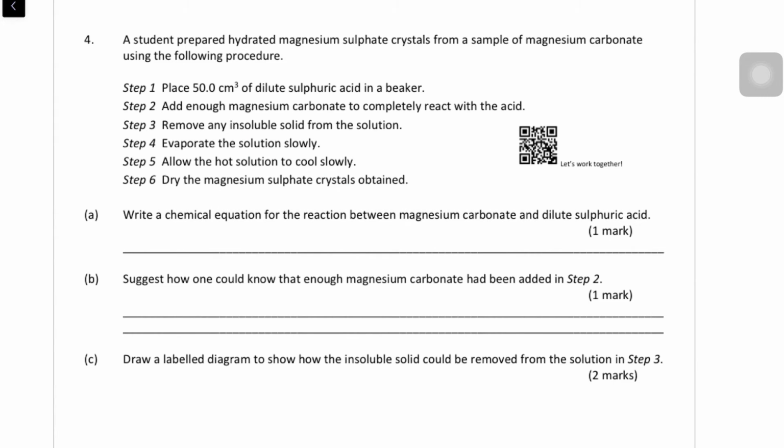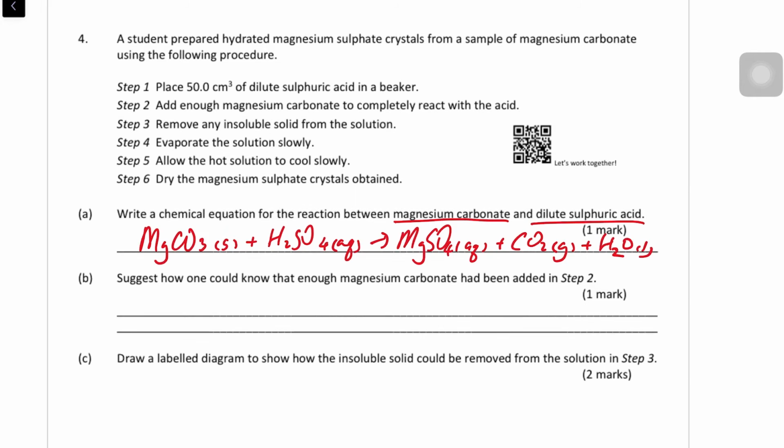Well, next we move to question 4. The first one is reaction between magnesium carbonate and sulfuric acid. Metal carbonate reacts with sulfuric acid to form salt and water and CO2.